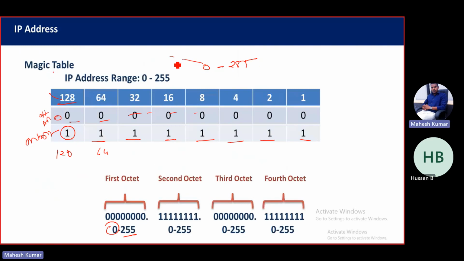0 we will use in static routing, which I will show you where it is used. 255 is for broadcasting. We use it for broadcasting, like HR sending a message to your entire company for Diwali wishes or something. That time it is a broadcast.